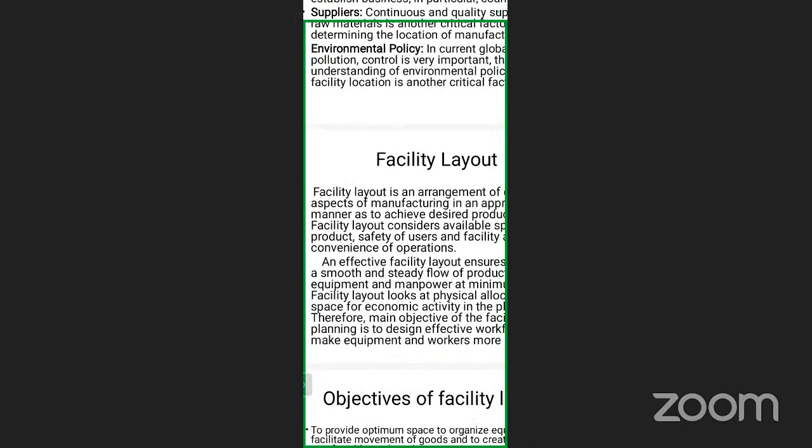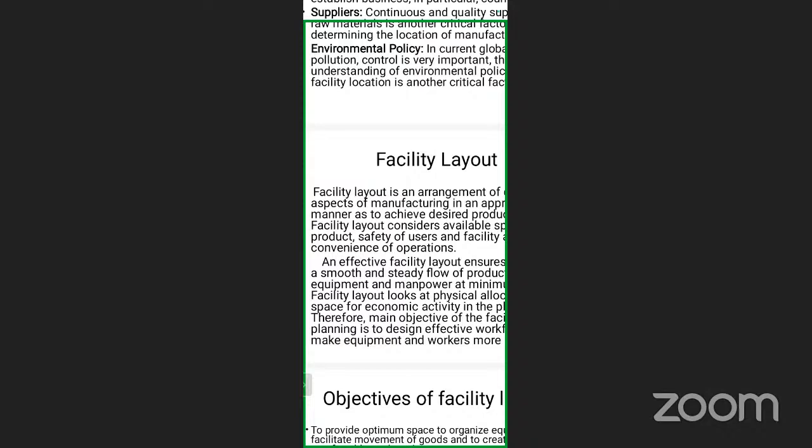Are you getting my point? And what is facility layout? That means in an organization, we have to maintain an effective and efficient manufacturing unit. It is very important to us. Yes or no? That means we have to give special attention to the facility layout.